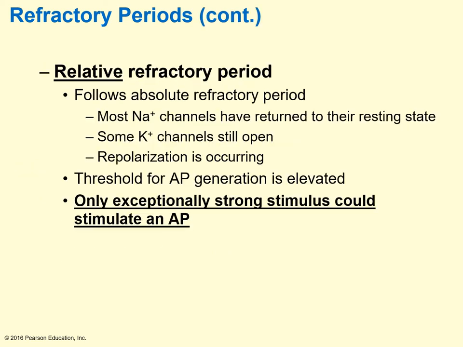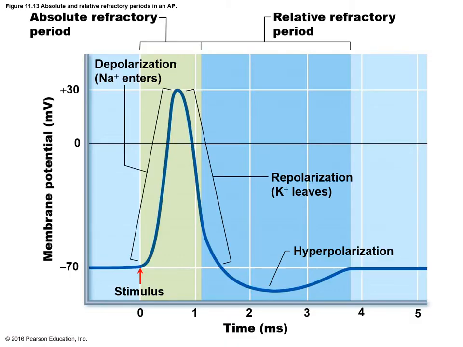Relative refractory period, it's after the absolute refractory period. Most of your sodium channels have returned to the resting state. Some of your potassium channels are still going to be open. You're still in the repolarization state. On average, probably most of the time, you're not going to be able to generate another action potential. The threshold actually is higher because you haven't restored everything quite back to resting state. Like I said, some of the potassium channels are still open. If, however, you receive a really strong stimulus, it could generate another action potential.